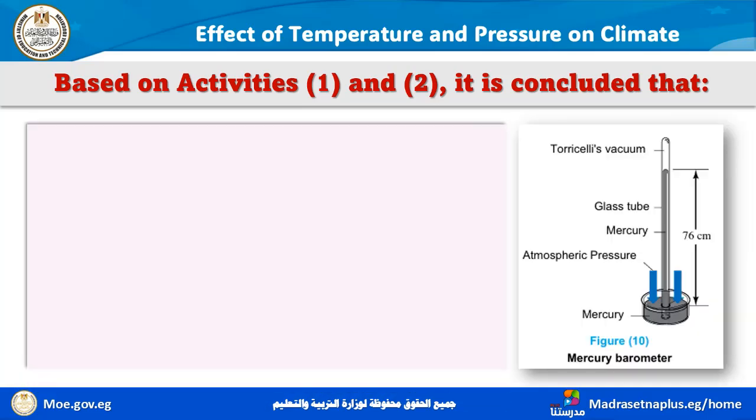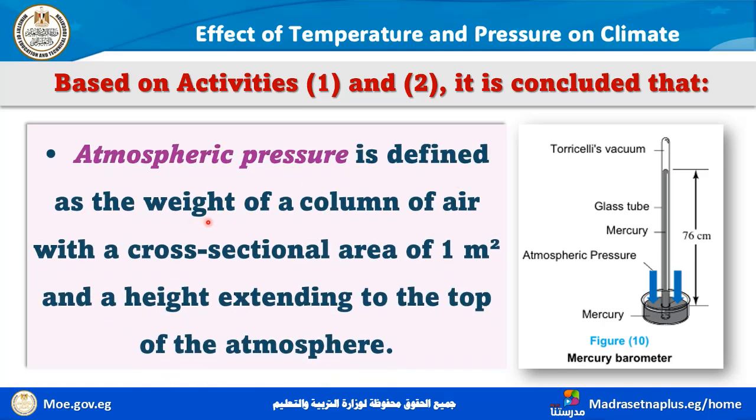So the atmospheric pressure is defined as the weight of an air column with a cross-sectional area of 1 meter square and a height extending to the top of the atmosphere. So it's as if we measure the atmospheric pressure from the surface of the earth to the end of the atmosphere, in a shape like a column of air starting from the sea level and ending at the end of the atmosphere with a cross-sectional area of 1 meter square.